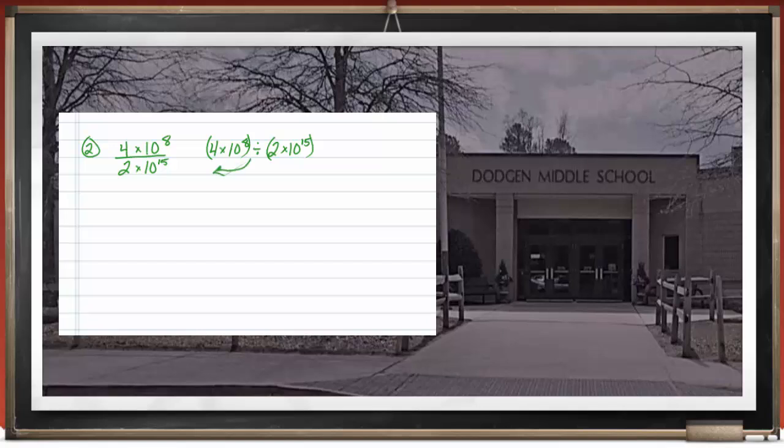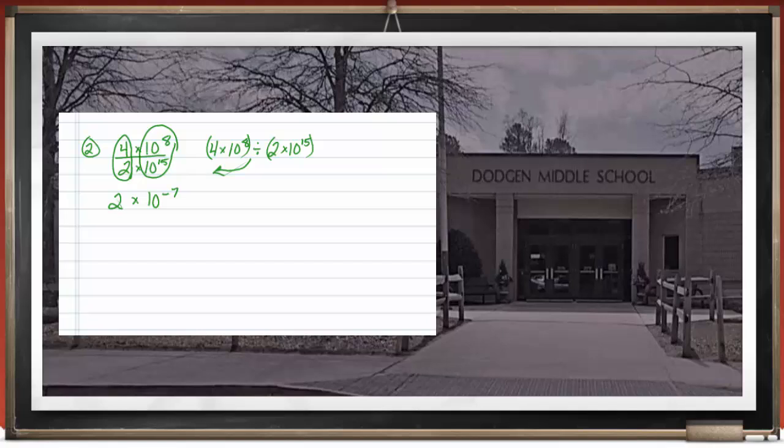So I would suggest going ahead and rewriting it in fraction notation, because I think fraction notation is a bit easier to apply our rules to. And so our basic rule says to go ahead and simplify our leading term. 4 divided by 2 is 2 times, and then we simplify our base 10s. Since they have the same base, we're going to apply our quotient rule, which then says 8 minus 15, which is negative 7.